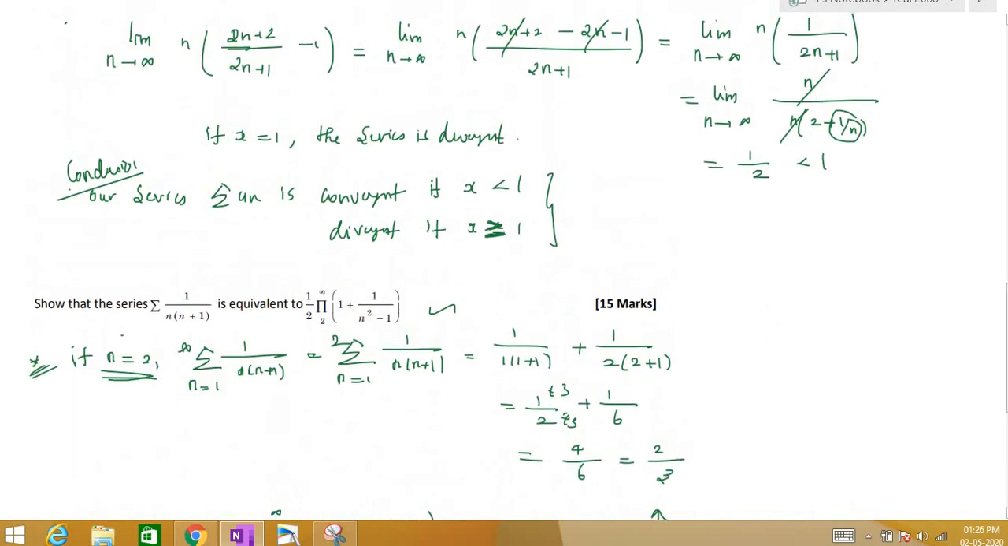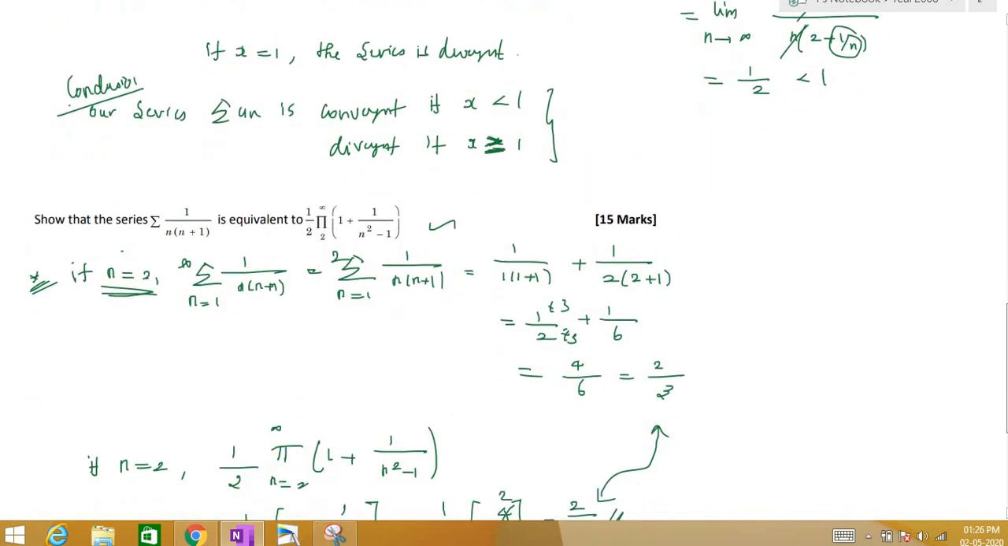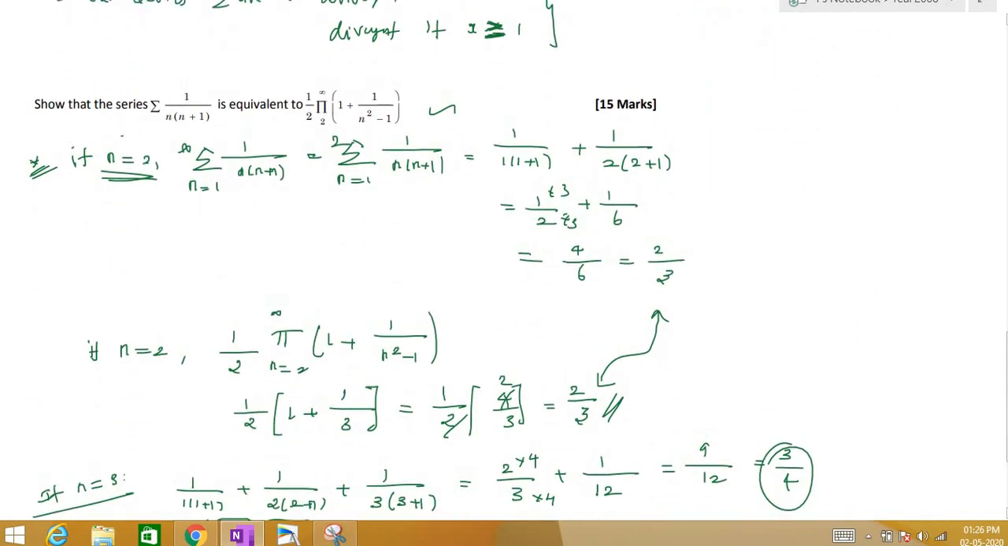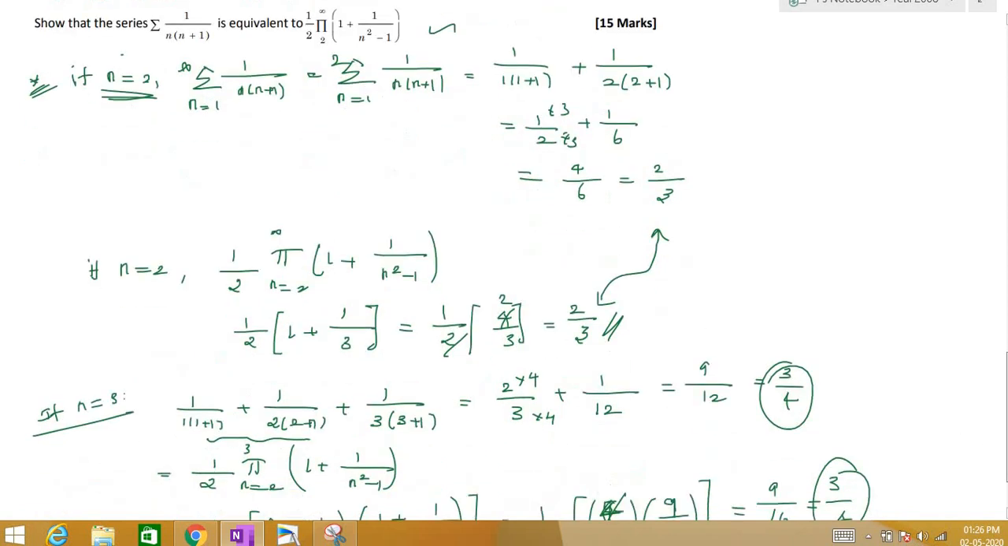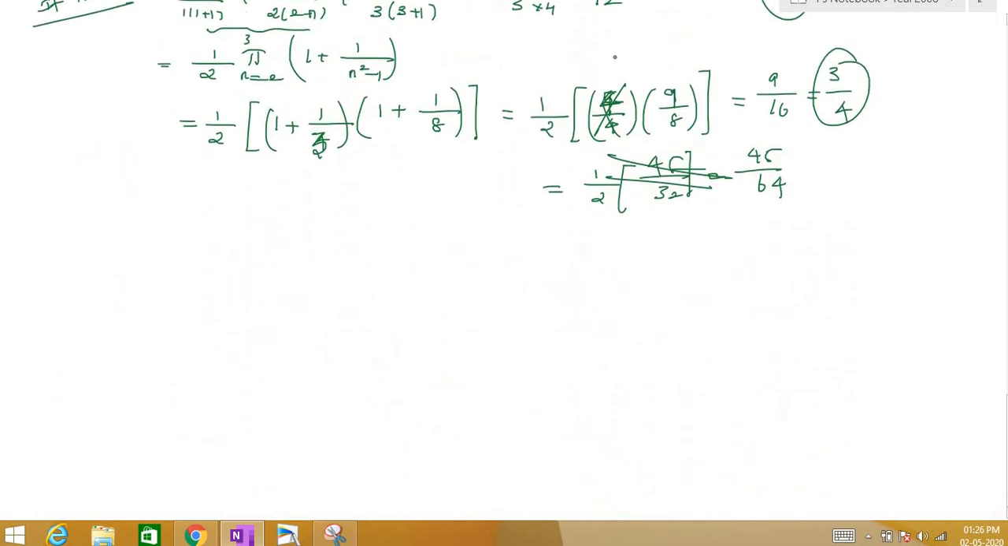So even though both the series may be different, the series are equivalent. We want to show that, right? So what I'm going to do is show that both converge to the same number. That is, this series converges to some number and this series converges to some number, and both are equal. So first let us go to the product, the series of product.